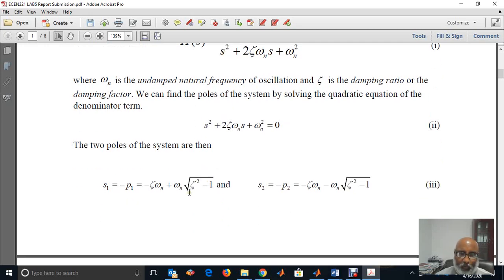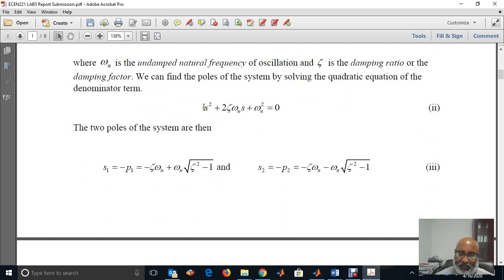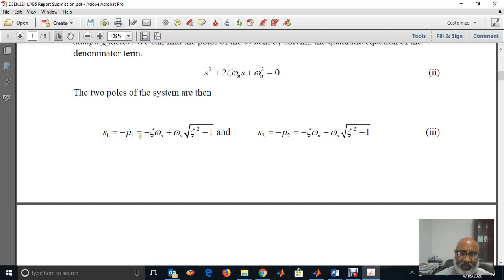And the two poles of the system, after you solve this quadratic equation, you will have S1 given by minus zeta omega n plus omega n square root of zeta squared minus 1, and the second pole minus zeta omega n minus omega n square root of zeta squared minus 1. What's the difference? Here I have plus and here I have minus.